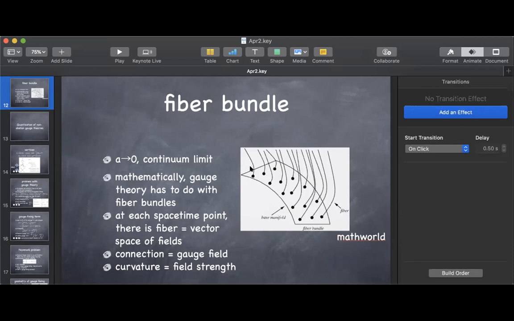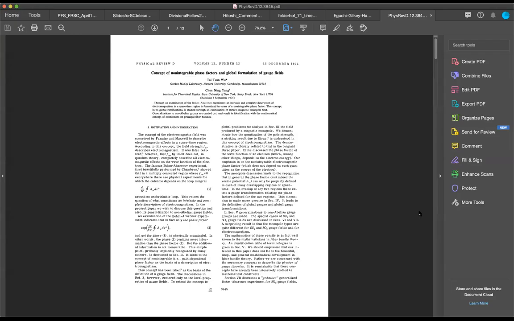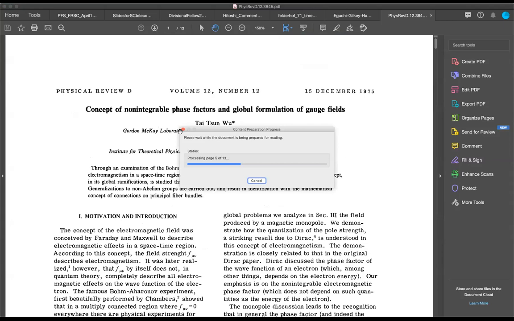And there's actually a paper which introduced this connection, to my knowledge, the first time in physics, which is due to C.N. Yang, who is a Nobel laureate who developed the theory of the parity violation together with Tsung-Dao Lee, I think. And maybe if some of you speak Chinese, correct my pronunciation. And here is the paper. Concept of non-integrable phase factors and global formulation of gauge fields. And that's back in 1975.